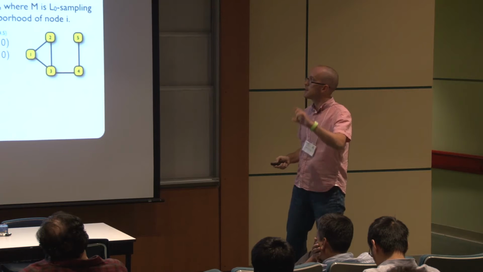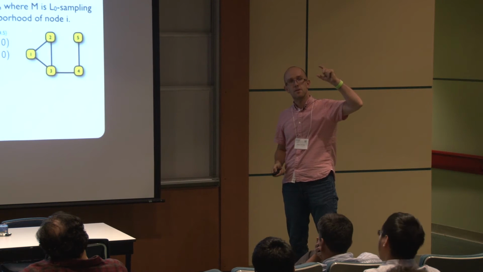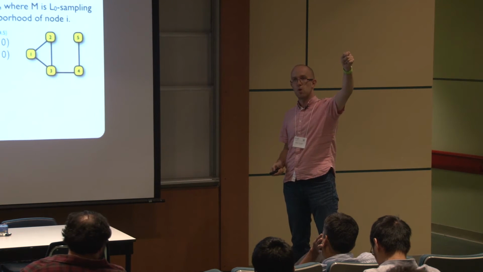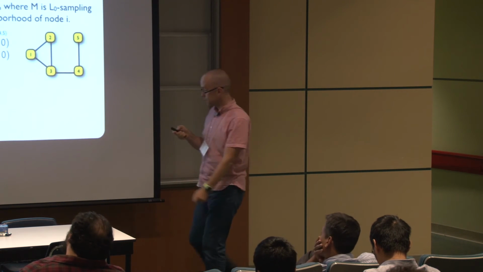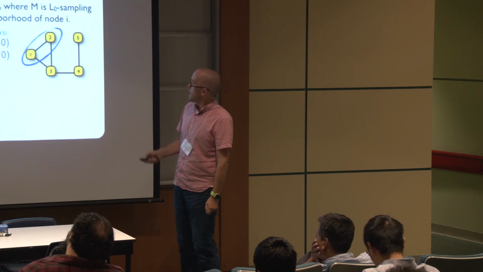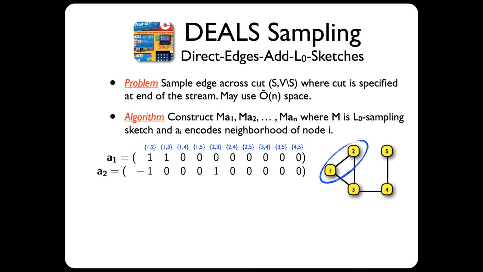The only wrinkle is that for each edge, I arbitrarily pick one endpoint to be a plus 1 and one to be a minus 1. I do this because then it has a nice property. If I'm interested in this cut, say, with nodes 1 and 2 on one side and all the other nodes on the other side, look what happens when I add up the corresponding vectors, a1 and a2. Because of cancellations, I'm left with a non-zero entry in the (1,3) column and the (2,3) column. So by adding up the vectors, I can find the edges across this cut.